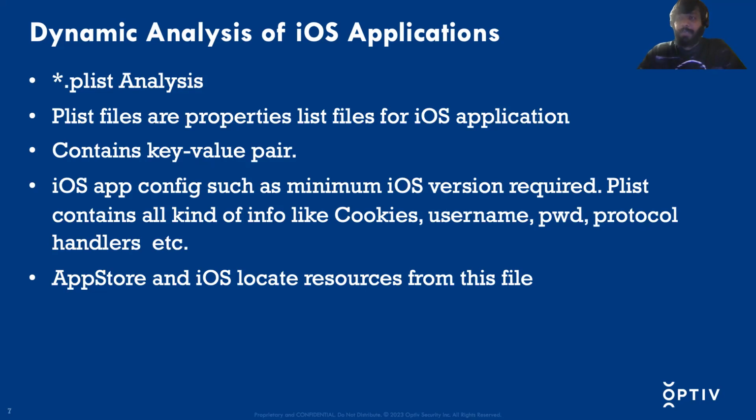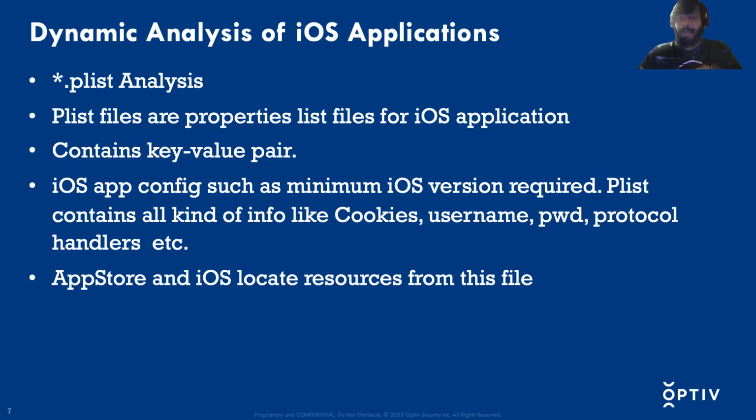Dynamic analysis of iOS application, plist analysis. So the plist file, as I mentioned earlier, is the properties or list file for an iOS application. It contains key value pairs. So every single key has a specific value, and iOS application configurations are also inside the plist file. For example, what the minimum iOS version required on a device to install the iOS application can be, or sometimes the plist file contains sensitive information such as cookies, username, password, protocol handlers.